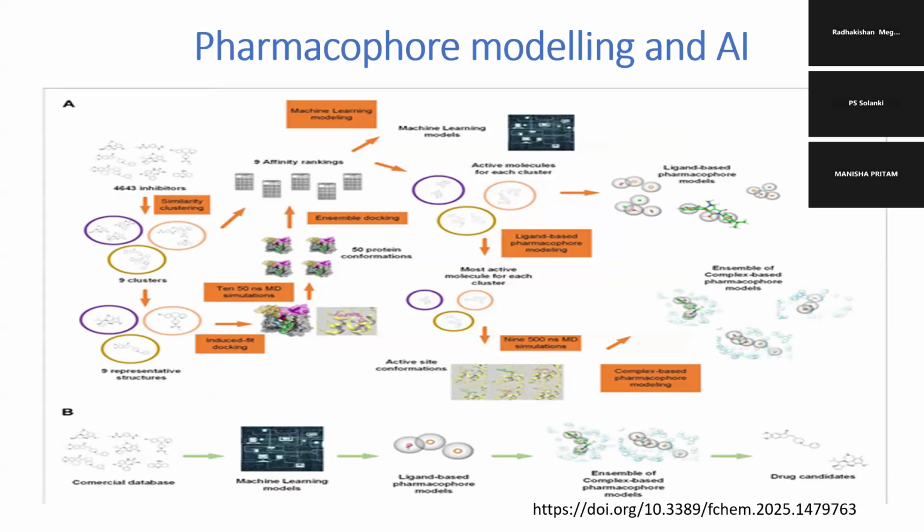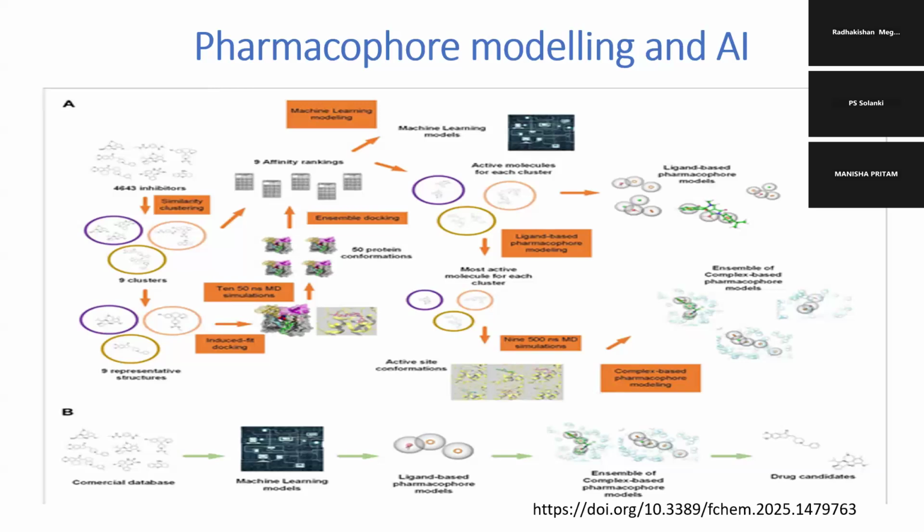Nowadays, you can also use AI for pharmacophore modeling. This is a protocol, or a diagrammatic view, of pharmacophore modeling using artificial intelligence. Nowadays, lots of data are generated by different research groups, and they use databases to store them and provide them free to users. So if you are interested to generate your own model, you can simply go to the database and download the huge data, and use those data to generate your pharmacophore models.